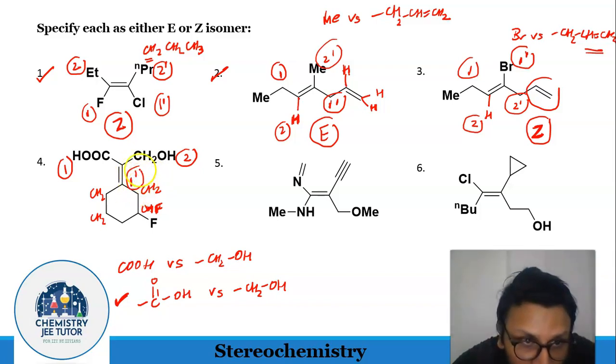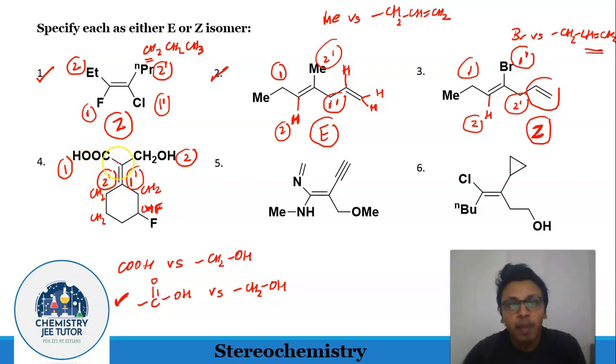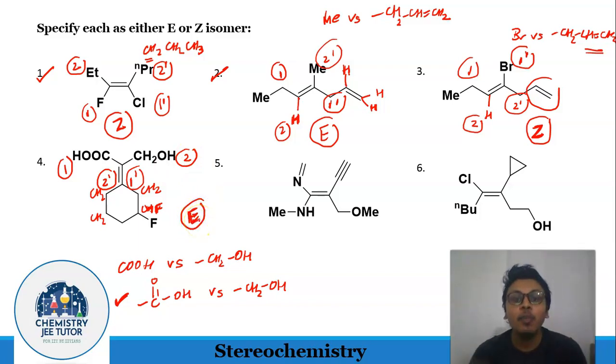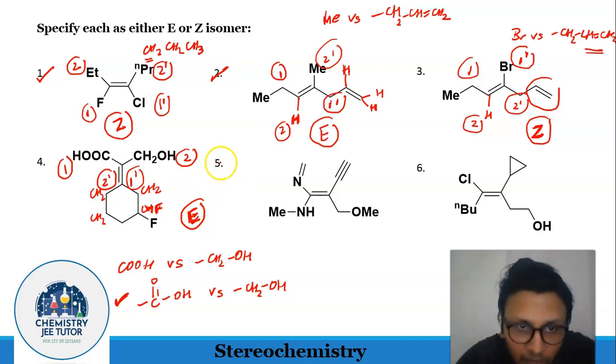So this will be 1 prime. This will be 2 prime. So 1 and 1 prime are on opposite sides of the double bond. This is an E isomer. Higher priority sides on opposite side of the double bond, it is an E isomer. Okay, let us look at number 5 then.